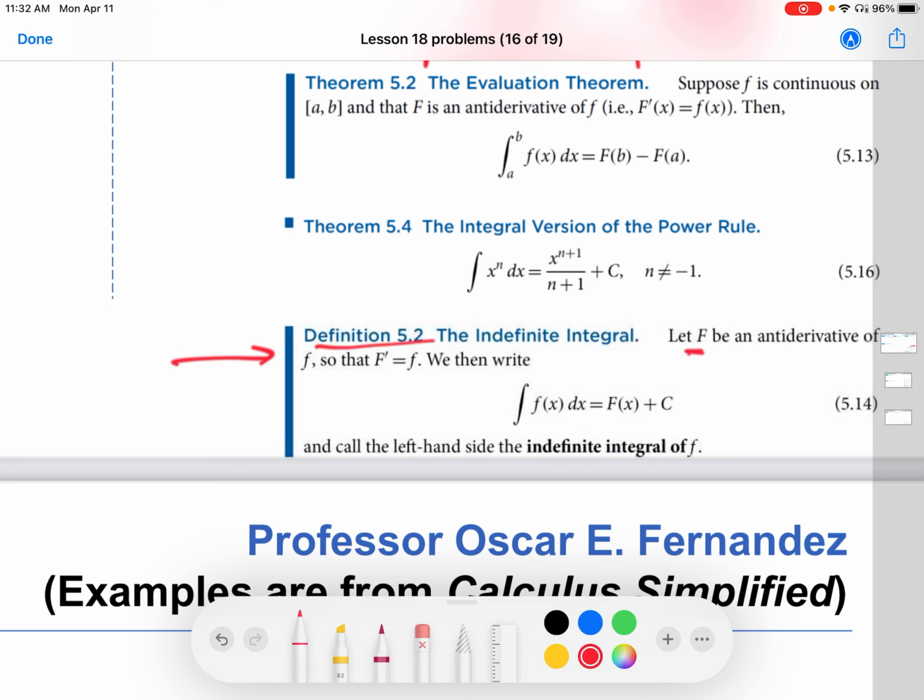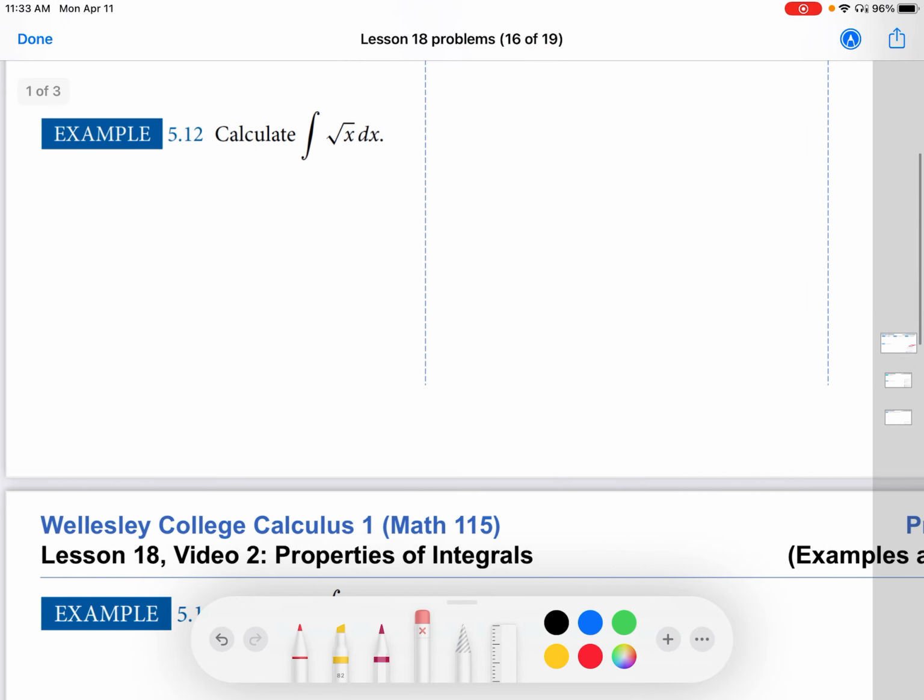Suppose capital F is an antiderivative of little f, so that capital F prime equals little f. We then write the integral of little f of x dx is capital F of x plus c. So the left-hand side is called the indefinite integral of little f. So we'll see this right now in the example. It's really great to illustrate this through an example.